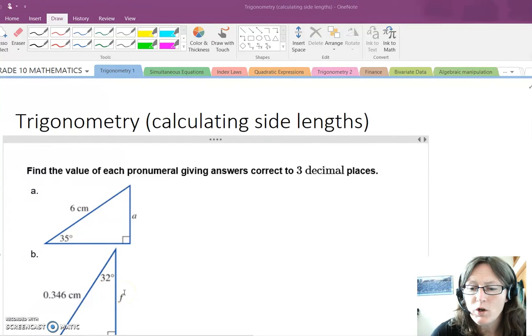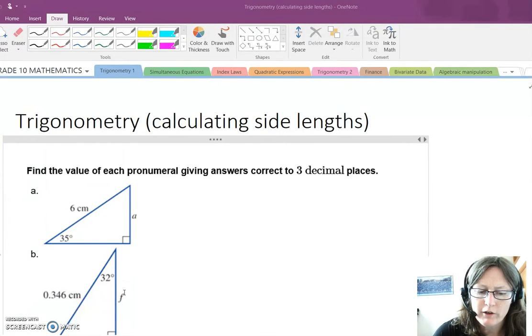Okay, in any right-angled triangle, if one side length and one acute angle are known, the lengths of the other sides can be found by applying our trig ratios. So let's look at the first triangle here. This is how we go about these problems.